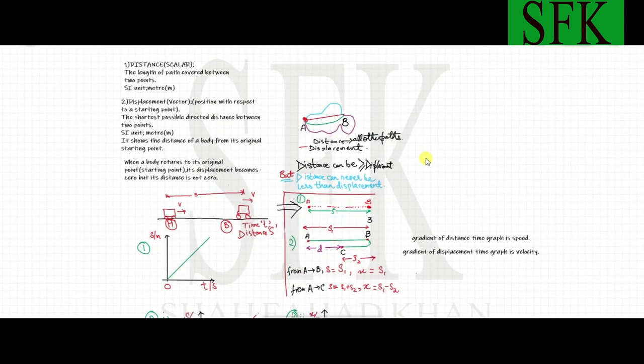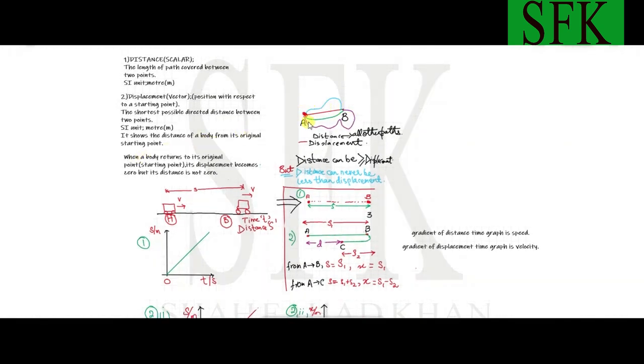One more important thing. When the body returns back from B to A, then with respect to A, its displacement becomes 0 because the distance from A at A is 0. So whenever a body returns to its original starting position, its displacement becomes 0, but its distance is not 0. Why is the distance not 0?